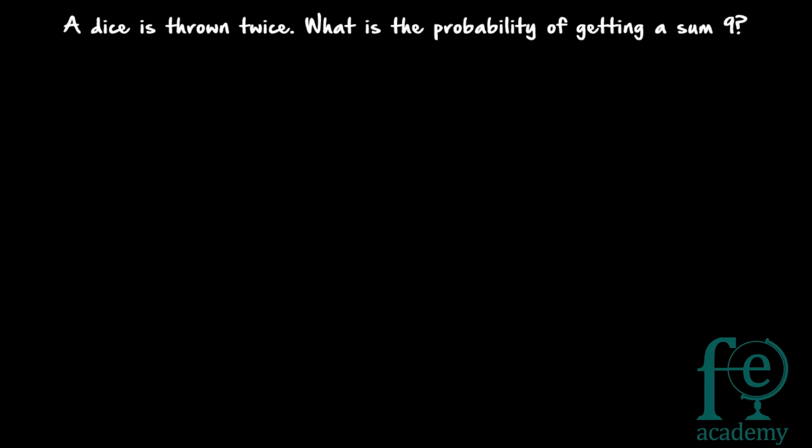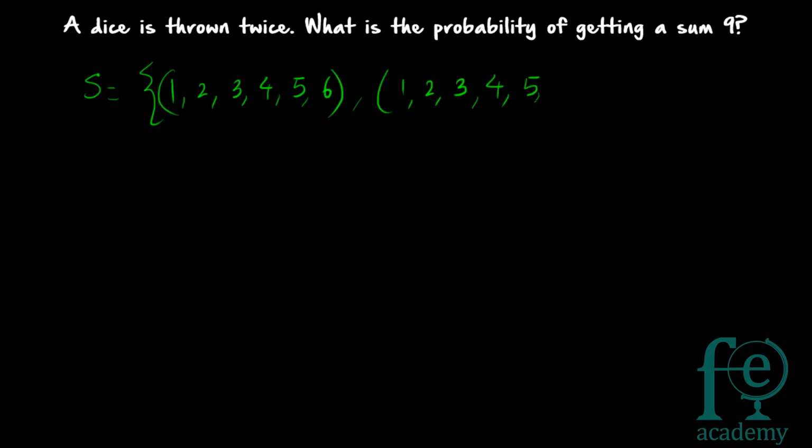So second question, a dice is thrown twice. What is the probability of getting a sum of 9? So dice is thrown twice means what is the sample space? In the first throw, 1, 2, 3, 4, 5, 6 can occur. And in the second throw, again all these 6 possibilities are there. Again 1, 2, 3, 4, 5 and 6.